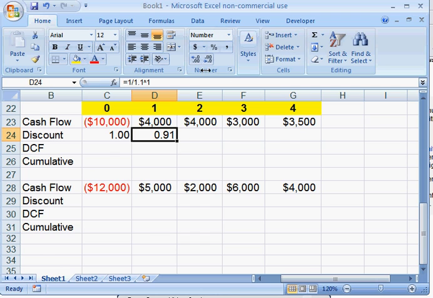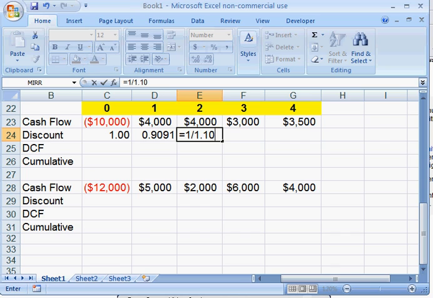If we stretch that out a little bit to 4 decimals, it looks like this. And this is going to equal 1 divided by 1.10 raised to the power of 2 because we're in year 2. Okay, if we had a discount rate that was different than 10%, it would be that number instead. So let's say that the discount rate was 12%, then it would be 1.12 to the power of 2.